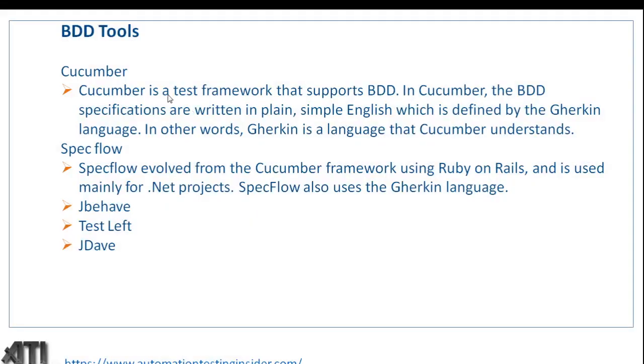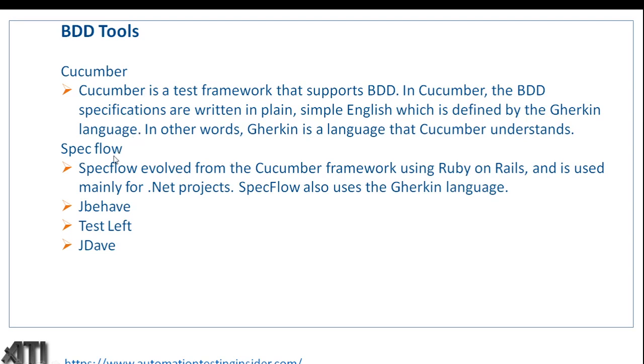So what are the different tools available in the market to implement the BDD framework? So Cucumber is the topmost or important, I would say. Cucumber is test framework that supports BDD. In Cucumber, the BDD specification are written in plain simple English, which is defined by the Gherkin language, which we talked about earlier. In other words, Gherkin is a language that Cucumber understands.